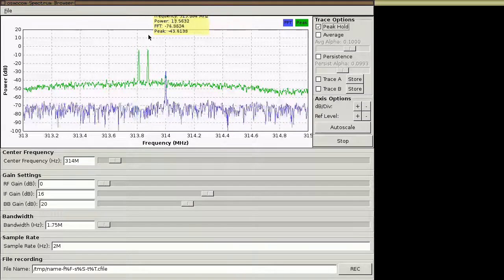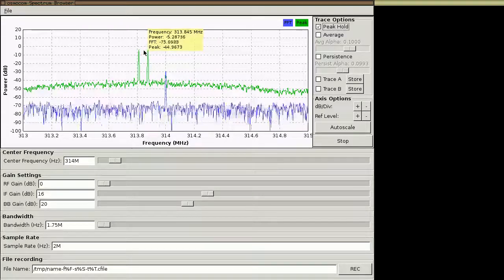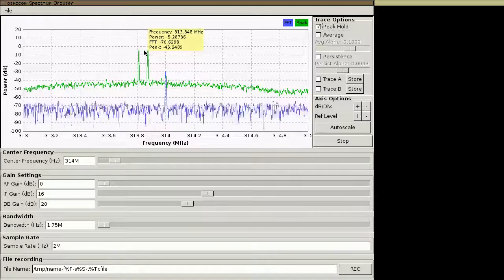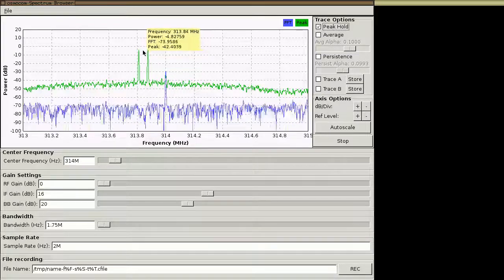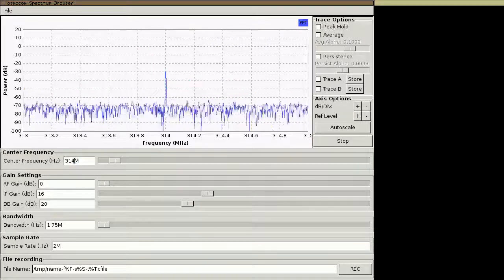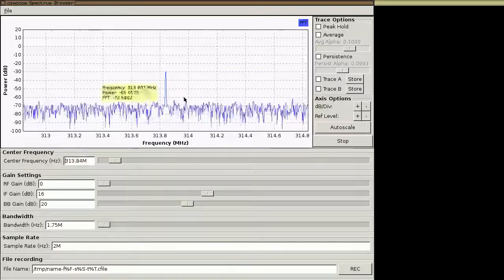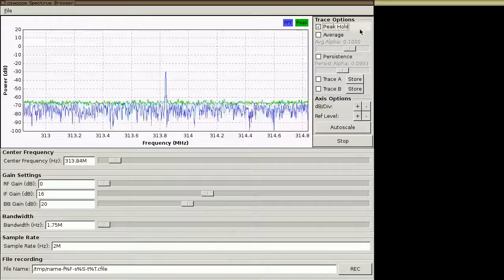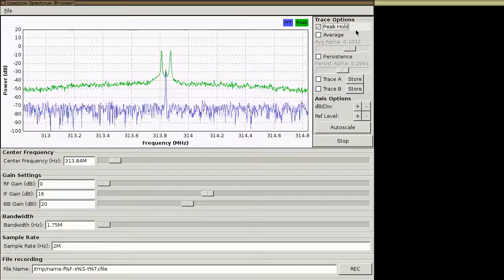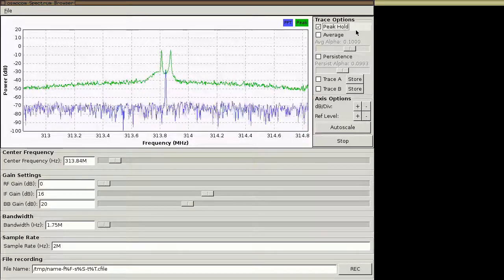Now, it may be helpful to know the exact center frequency, and if I hover my mouse between these peaks, it looks like it's about 313.8 or 313.84 might be about right. And if I just type that in here, 313.84, and select peak hold, I'll push the button on the remote while it's close to the antenna, and yes, that looks like it's pretty well centered around that spike in the middle.